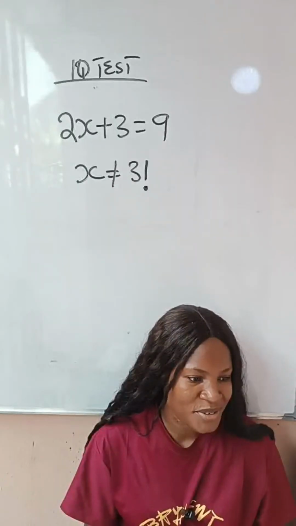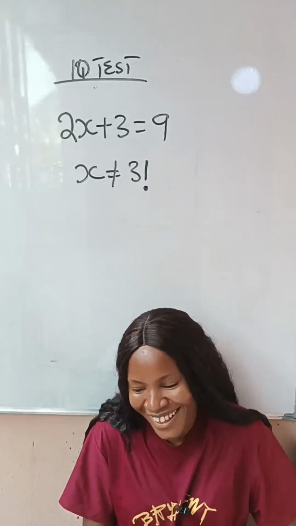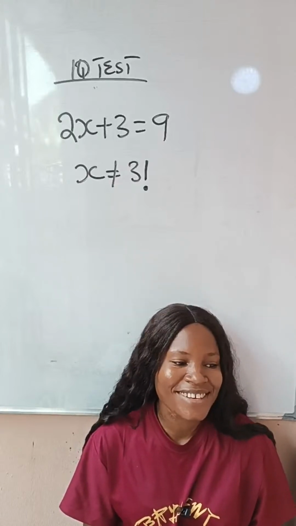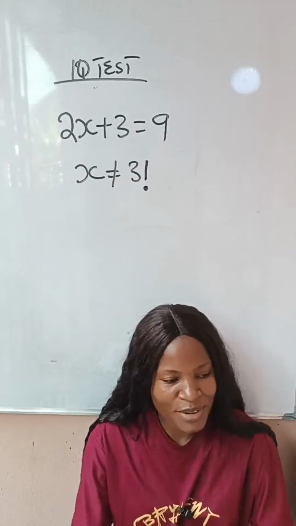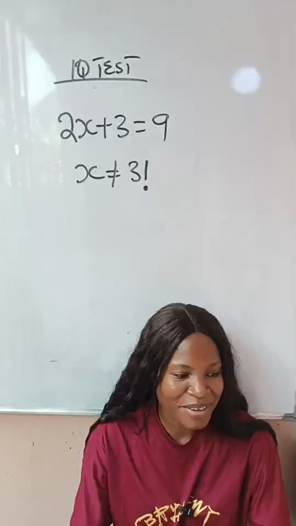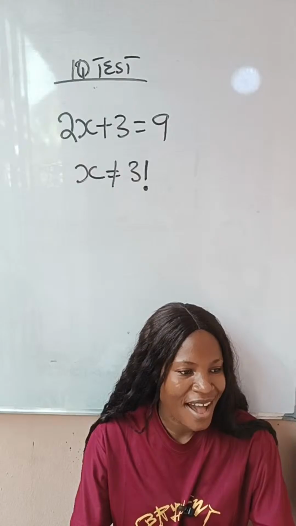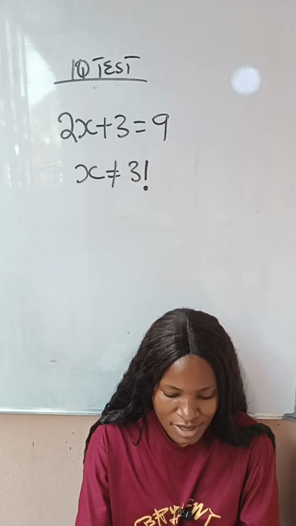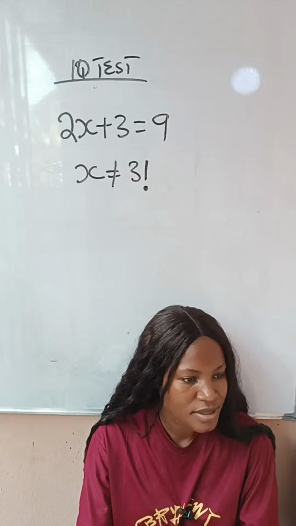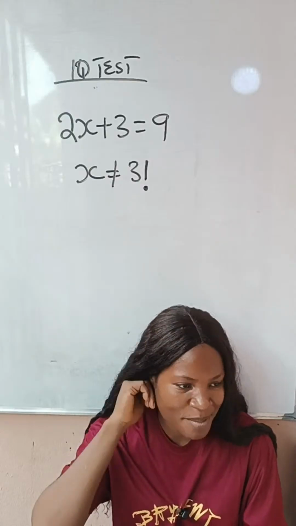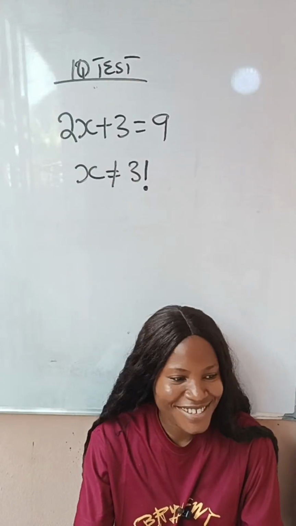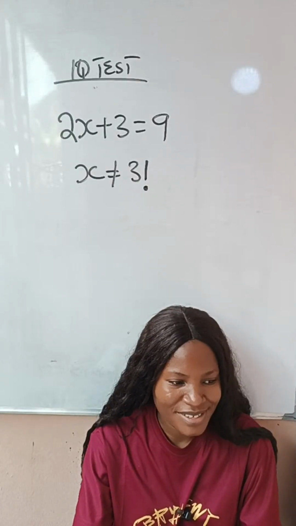You are trying to trick us. Taylor said I'm trying to trick them. No, I'm not trying to trick anybody. I just made a mathematical statement. It is a mathematical statement.